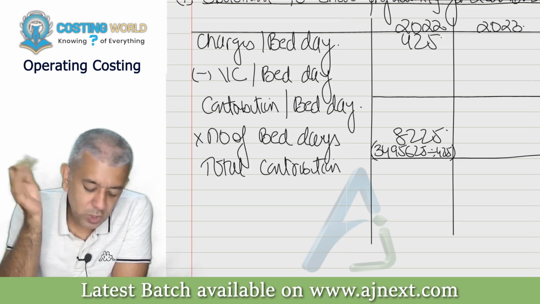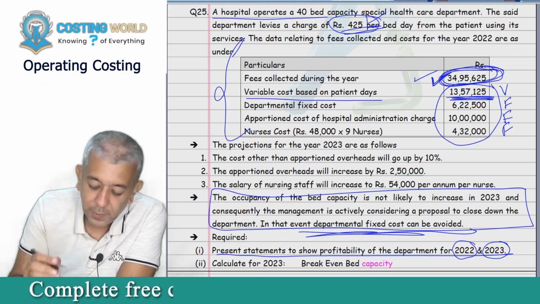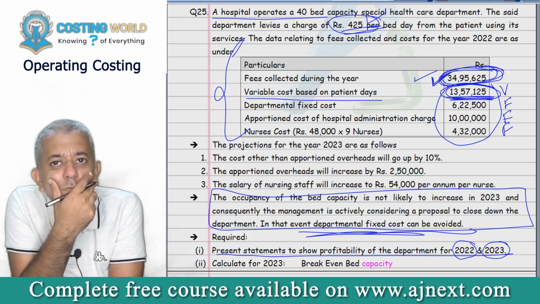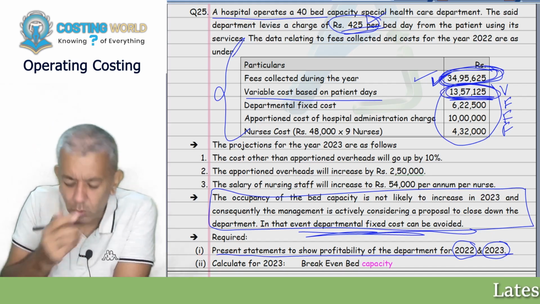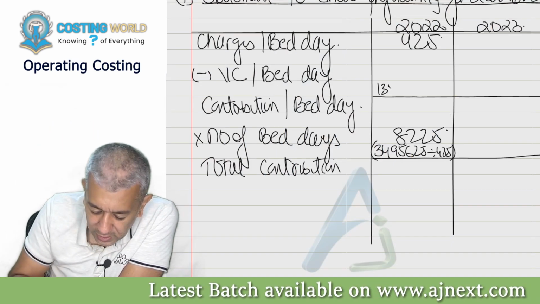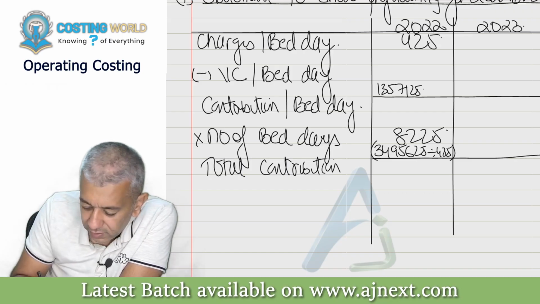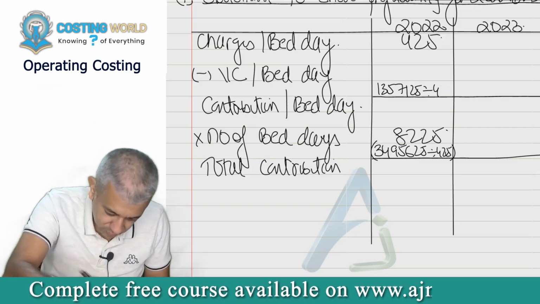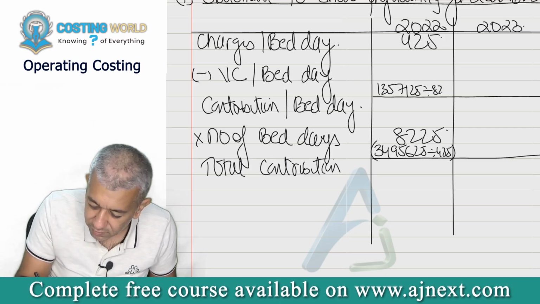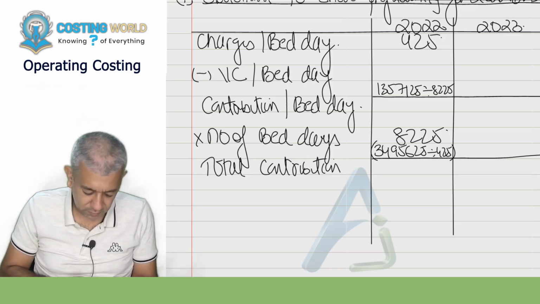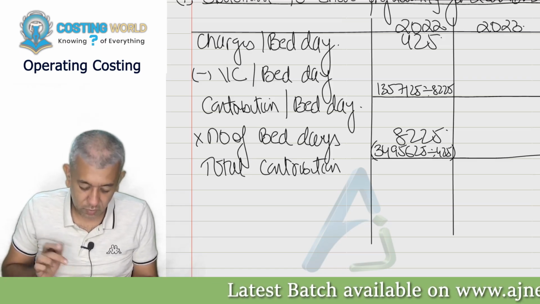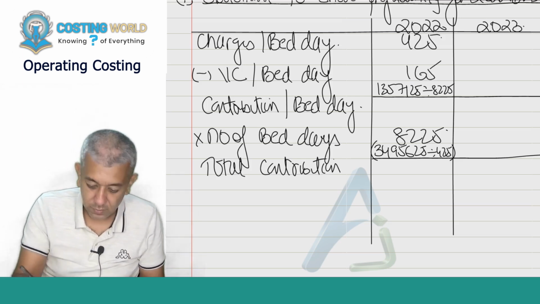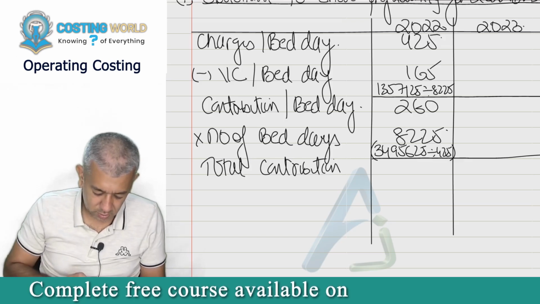So listen, charges per bed day are done. Now variable cost per bed day. Can we say this is the total variable cost for how many bed days, beta? 8225. So please divide over here. 13,57,125 divided by 8225. This is 165. So 260 into 8225.